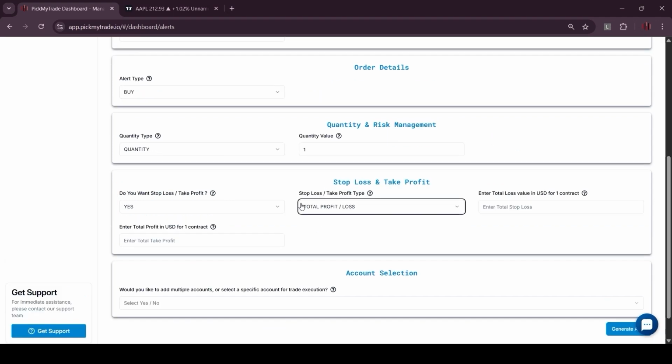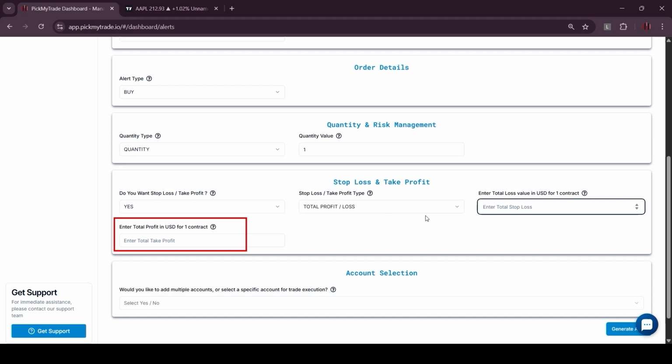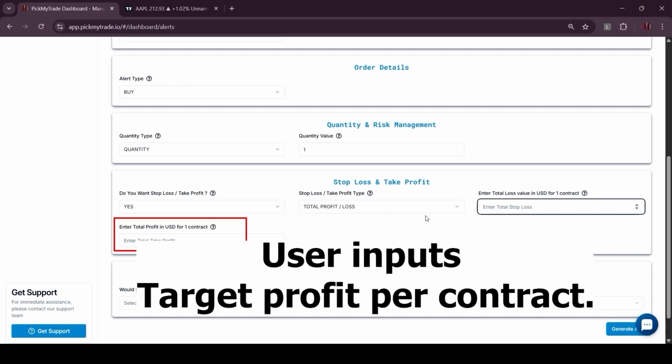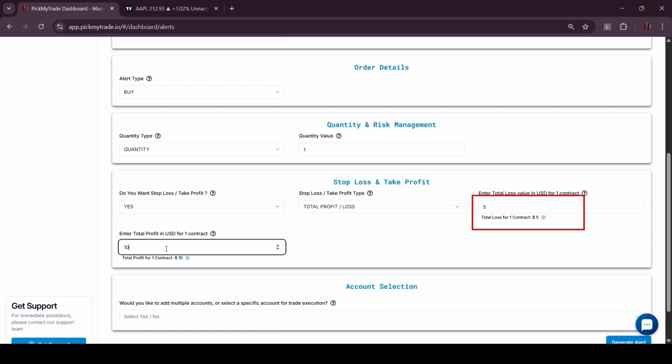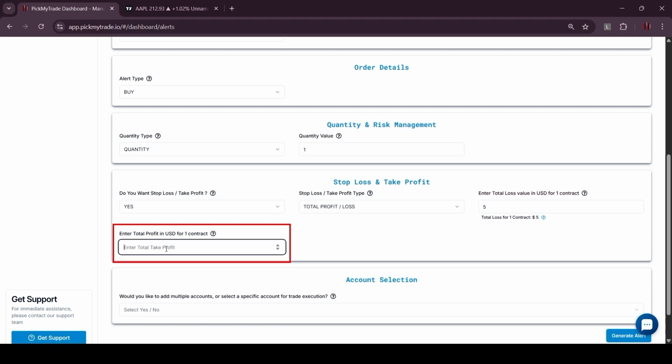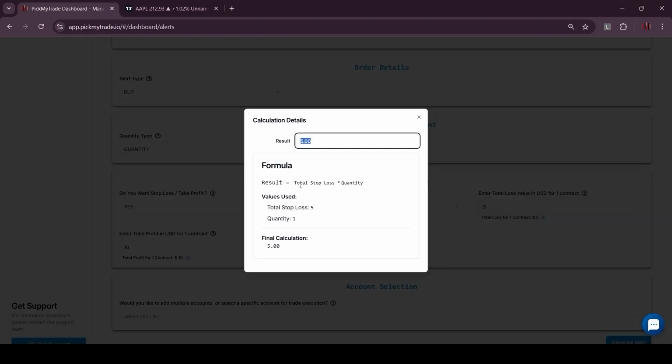The next option is total profit or loss. It will calculate the absolute quantity as you have entered. Total loss per contract is the user's input of total dollar loss per contract. Total profit per contract is the user's input of target profit per contract. So if you enter 5, then the total loss will be $5 for one contract. And if you set take profit to 10, then the total profit for one contract will be $10. When you click on this question mark, you will see the calculation here.